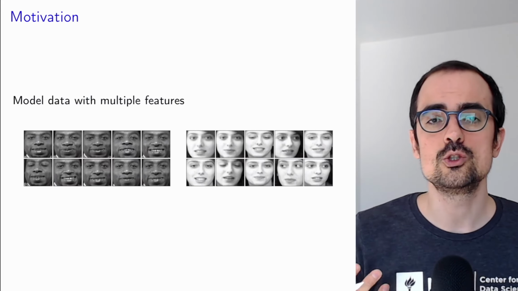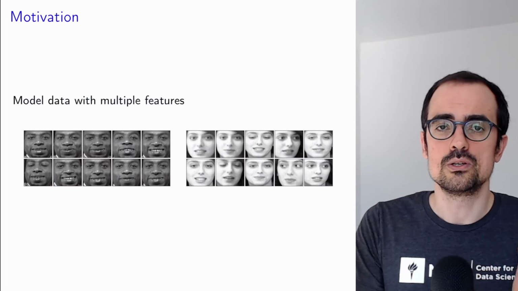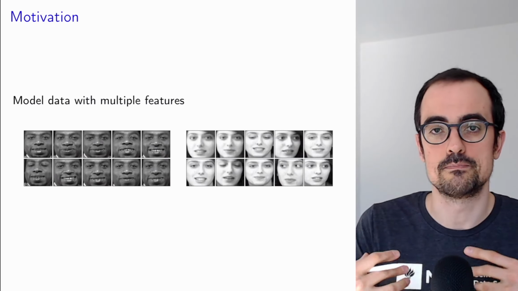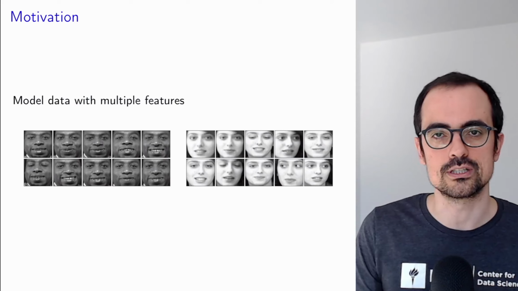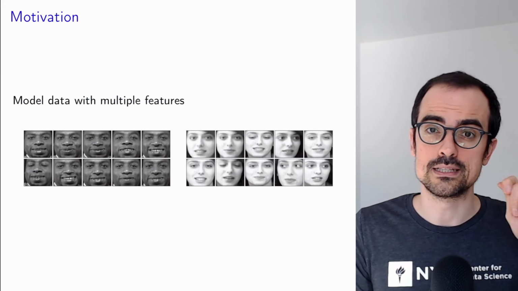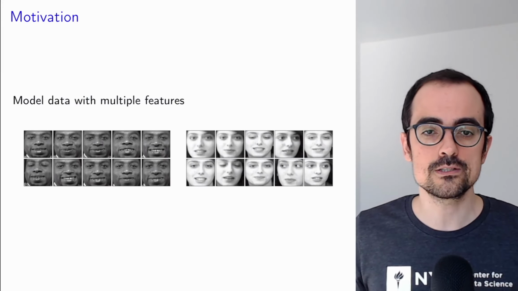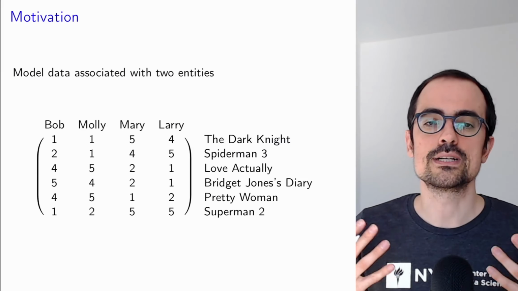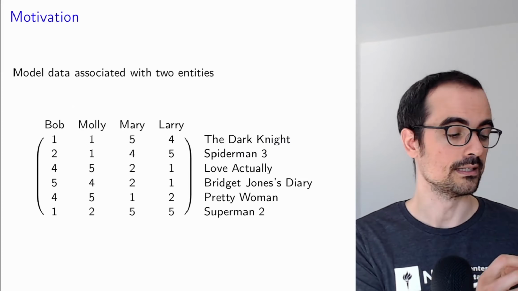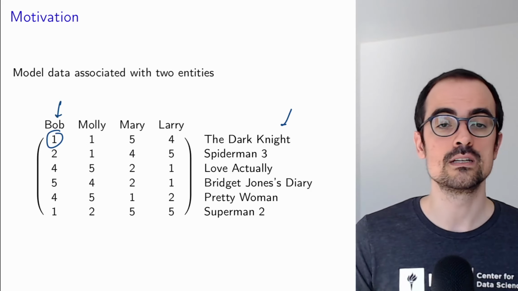Our motivation is to model data that has multiple features. So this could be just a normal problem where you have different features, for example, describing patients in a hospital, like their blood pressure, their age, etc. Or it could be things like images, where we could interpret each pixel as a feature, and I show you images here because we're going to see some examples. Or it could also be matrix valued data, where each data point is associated with two entities. For example, here, this is the rating that Bob gave to the movie The Dark Knight.